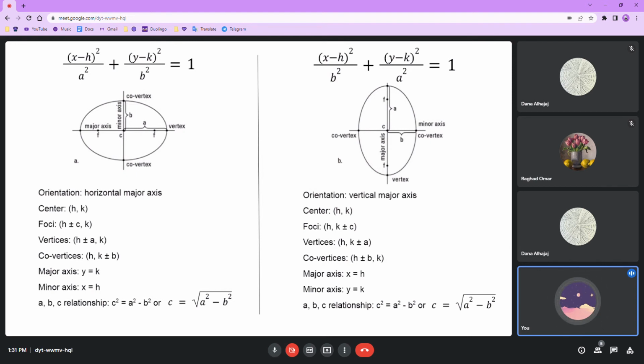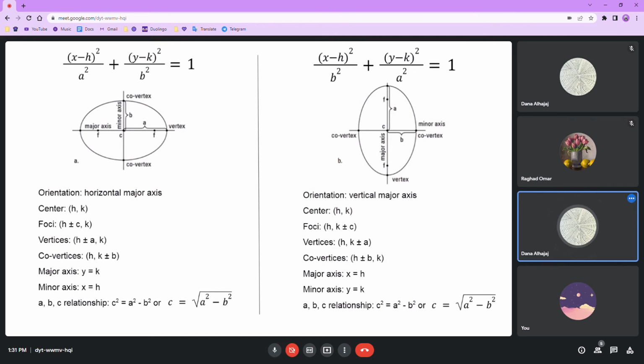However, both equations have the same center, (h, k), and ABC relationship with c equaling the square root of a squared subtracted by b squared. Since the foci and vertices lie on the major axis, the x and y coordinates change for either horizontal or vertical ellipse, respectively. Similarly, the co-vertices vary, the y-coordinate for the horizontal ellipse and the x-coordinate for the vertical one since it lies on the minor axis.